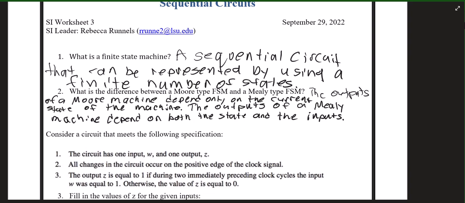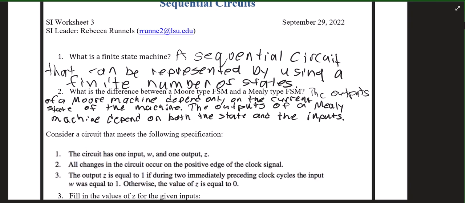Okay, so what we just went over was the definition of a finite state machine. A finite state machine is a sequential circuit, so using flip-flops, that can be represented by using a finite number of states. So the machine can only be in certain states. It'll have a certain condition. So it'll have this condition or that condition or that condition.